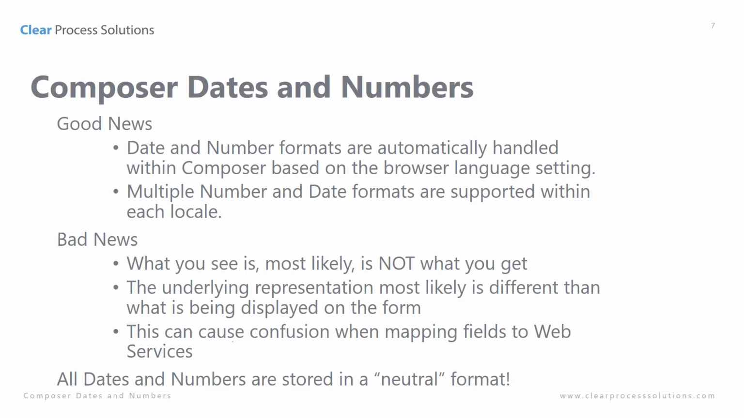The good news about all of this is the date and number formats are automatically handled for you within Composer based on the browser language settings. So depending on what language you have set in your browser, the dates and numbers are automatically going to be reformatted in the correct format based on the locale. And you can also have multiple number and date formats within the same locale.